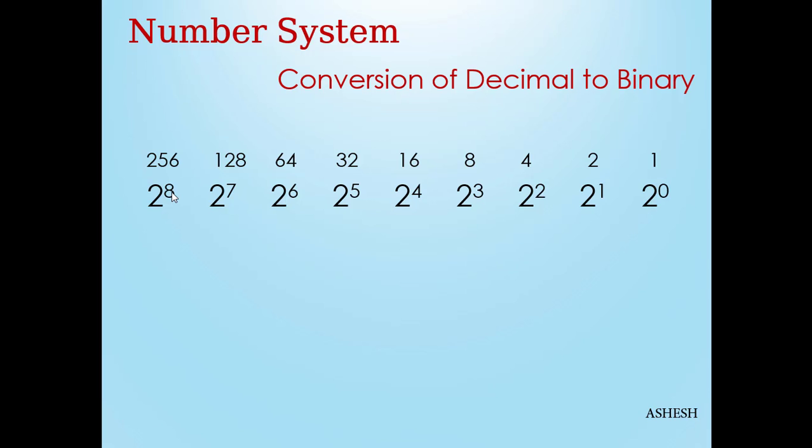Now if we want to convert the decimal number 99 to binary number, then here we see that 2 to the power 7 equal to 128. It is greater than 99. So 2 to the power 6 equal to 64. It's smaller than 99. So we write 1 down along with 64.